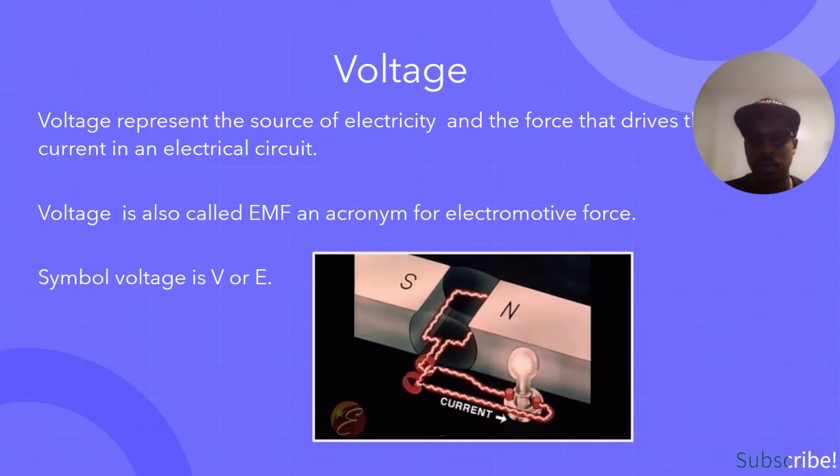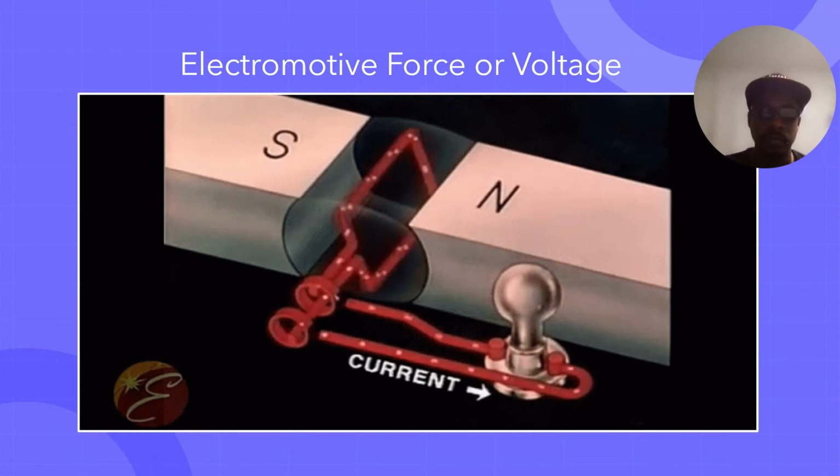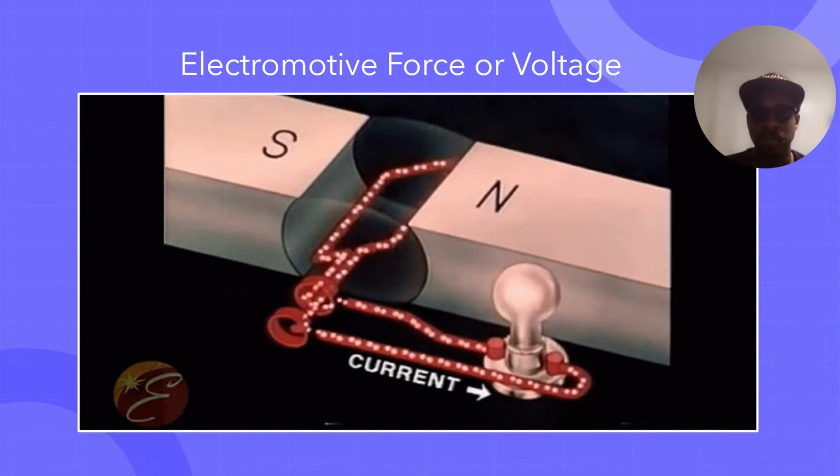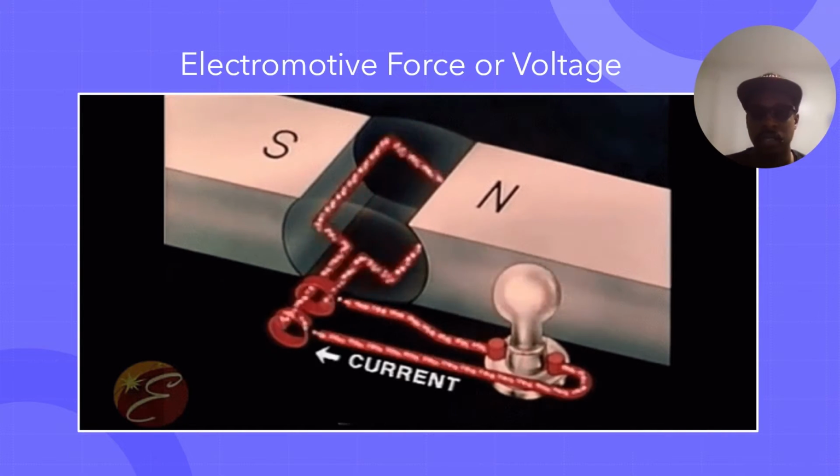Now, what does voltage mean? So voltage represents the source of electricity and the force that drives the current in an electrical circuit. Voltage is also called EMF, an acronym for electromotive force. The symbol that is used to represent voltage is V or E. EMF, or electromotive force, is otherwise called voltage.